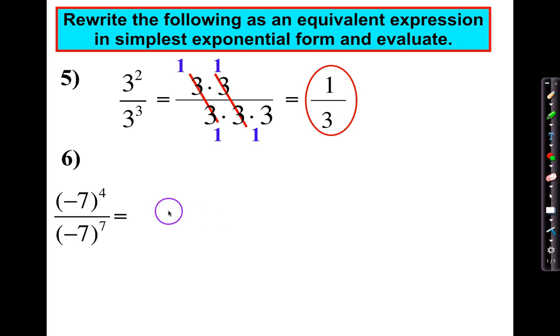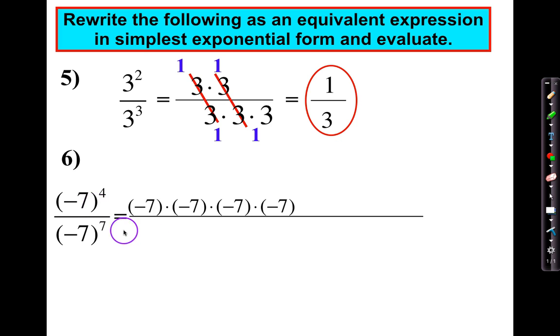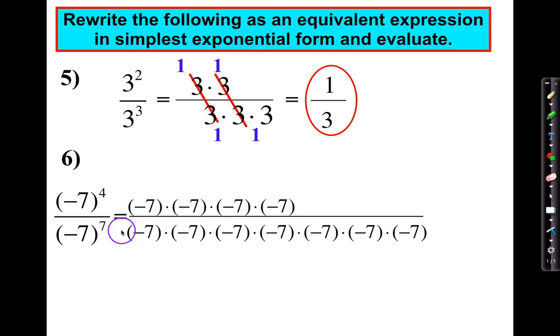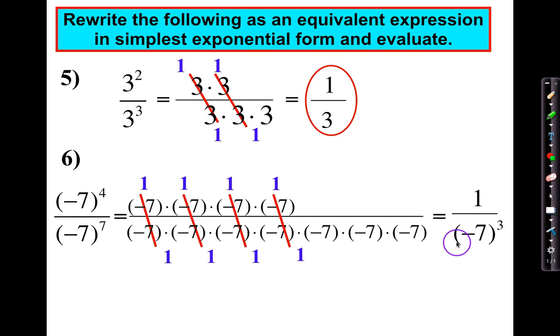Number 6, here we're going to write -7 4 times in the numerator and 7 times in the denominator. You're going to cross-reduce as many -7s from the numerator and denominator as you can. Here I'm left with 1 over -7 cubed. Notice I did leave the parentheses around the base. It's important to do that because the base is negative.